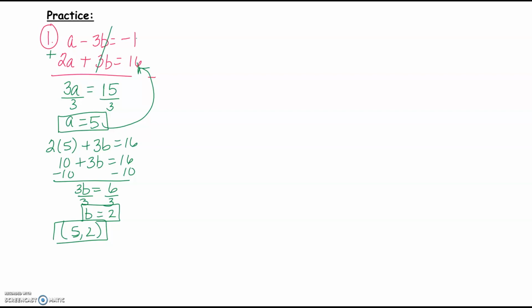Let's go to the next one. The next one we're going to do has decimals. 2.58d minus 3.00e equals 15. Then you have 1.72d plus 3.00e equals 19.4.